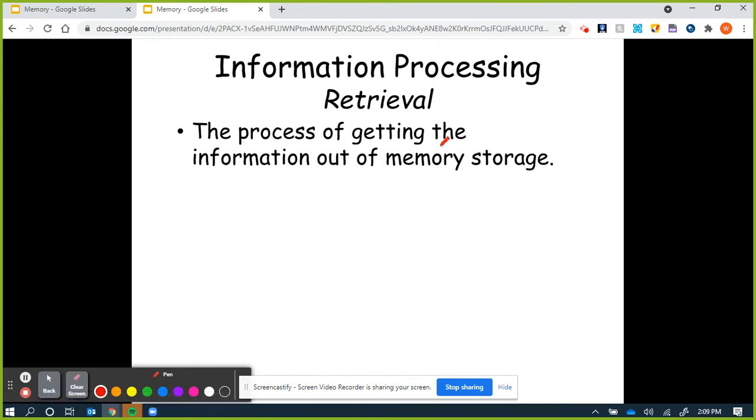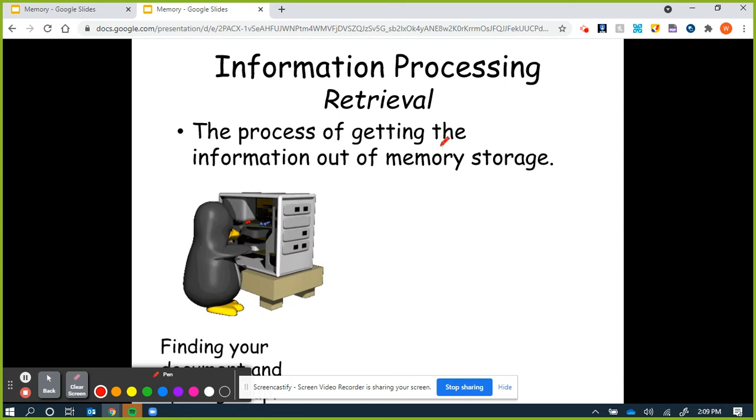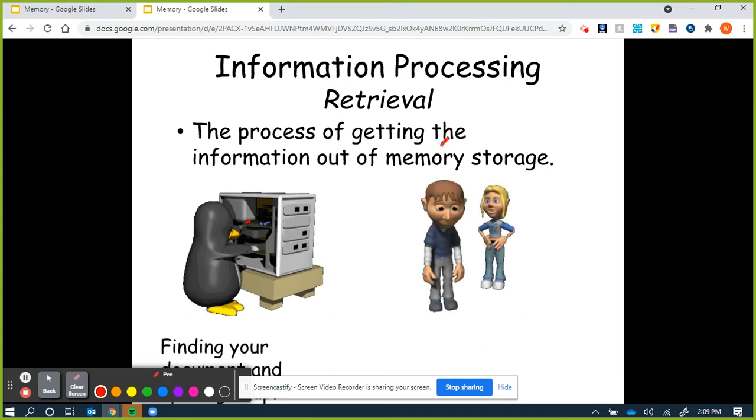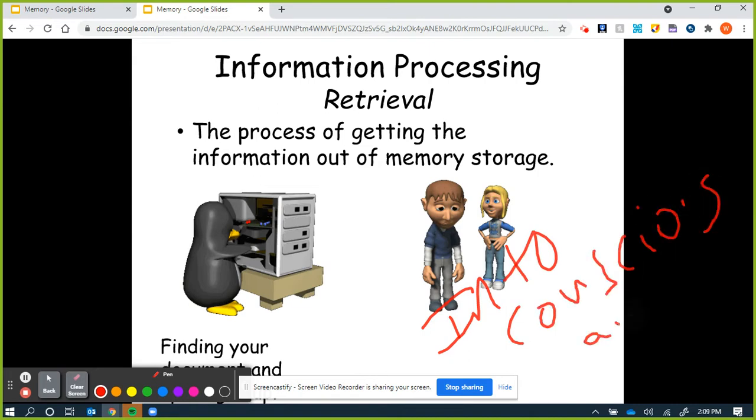We'll talk more about storage. There are 3 different levels of storage: sensory memory, short-term memory, and long-term memory. Once information is in storage, it doesn't do us any good if we can't get it out. So retrieval is the process of getting information out of storage and into conscious awareness. We'll talk more about the different retrieval cues that help us get that information out.